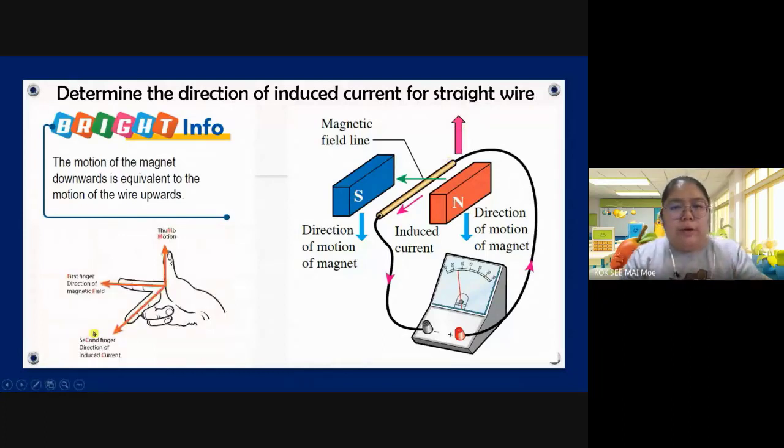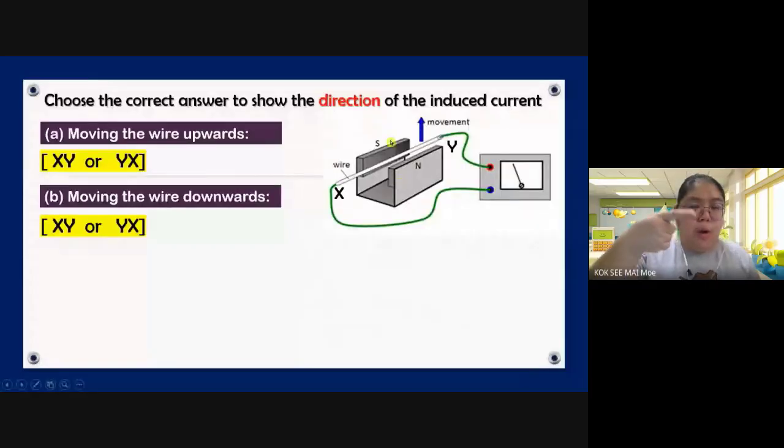Because for some of the exercises, you need to tell me the answer. Choose the correct answer to show the direction of the induced current. Okay, this is north to south. You see N as north to south, so you point north to south. Okay, the current, we do know how it flows. First round, we see A. They say the wire moves up. I move up. Now you take out your second finger. Is the second finger pointing to you or far away from you?